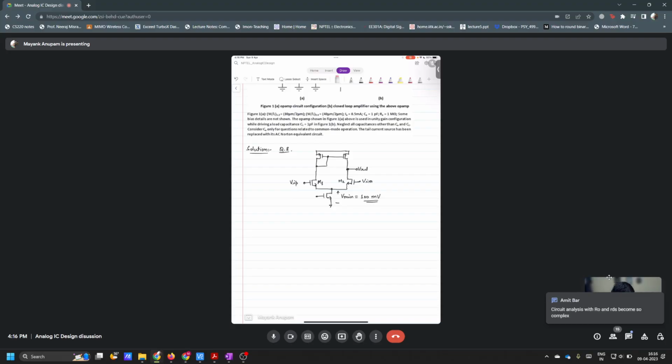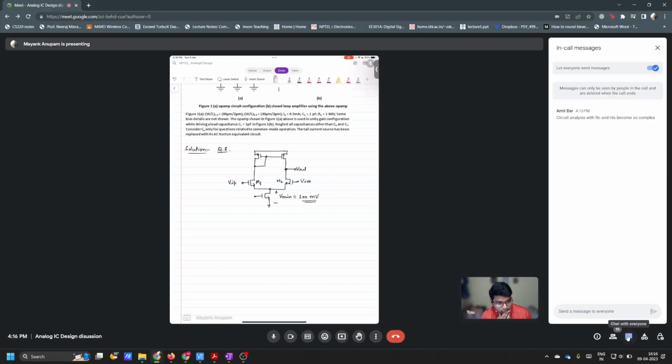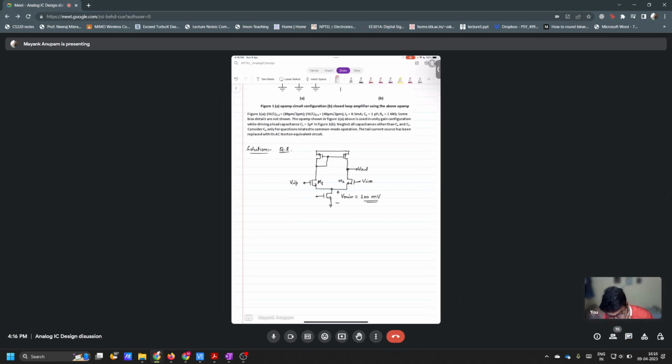Minimum means, if it goes below that, the MOSFETs will get into the triode region, sir. Which MOSFET will get into the triode region? I think M1 or M2, sir. If this starts going down, which MOSFET is going to go into the triode region?